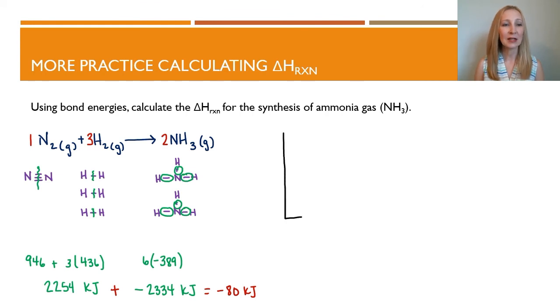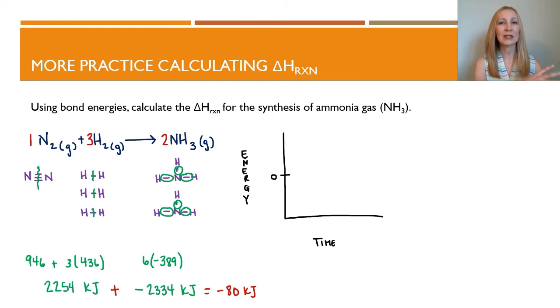So let's diagram this. I'm going to start at 0. 0 is going to be kind of like my even point, my starting point, my clean slate. I'm going to put energy on the y-axis and time or reaction progress on the x-axis. It doesn't really matter what you put on the x-axis as long as you can show what's happening as the reaction progresses. Starting at 0, I put in a lot of energy to break all of those bonds. I'm breaking 4 bonds in this reaction. I put in 2,254 kilojoules of energy to break all of those bonds, and then once that energy is put in, I get a whole bunch of energy out to form those 6 NH bonds. The amount of energy that I get out is 2,334 kilojoules.